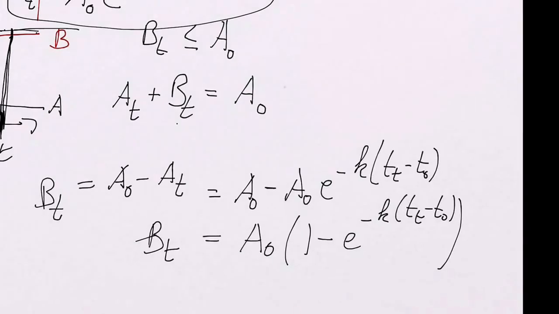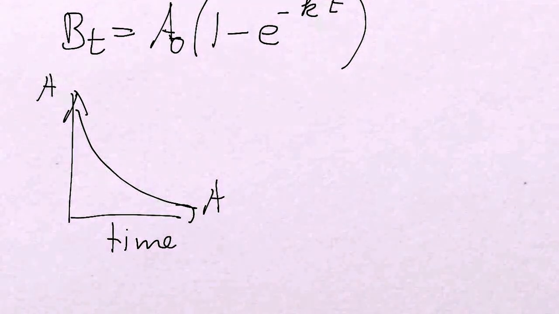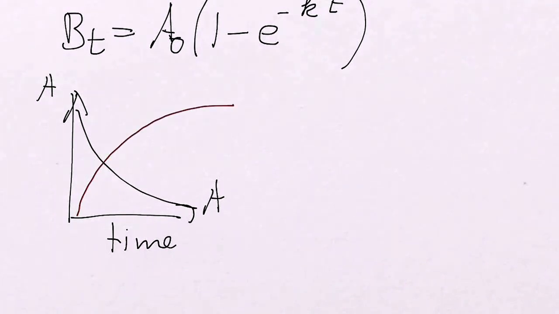Let me write this on the next page again, because let's have a look at what this actually implies. And we can check whether this equation is correct, hopefully. B(t) equals A0 (1 minus e to the power of minus k t). And here I just write t, because I'm lazy. Right. Let's also have our graph again. So that's A. And that's B.